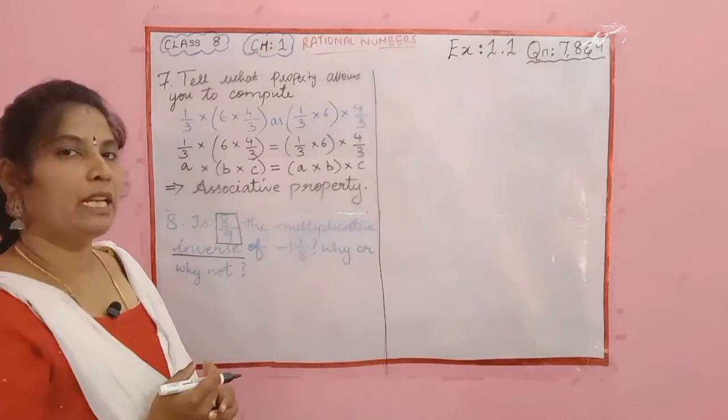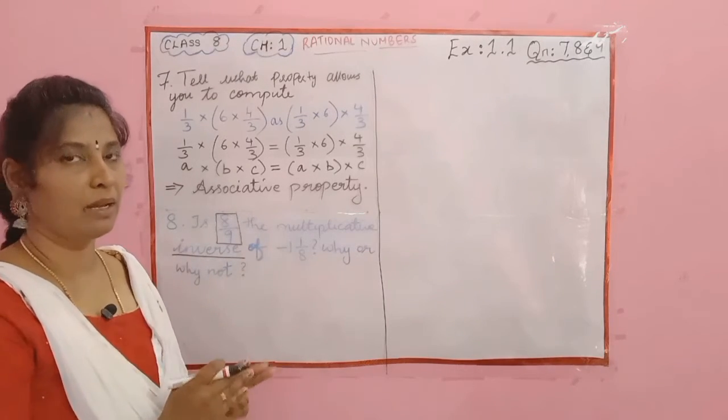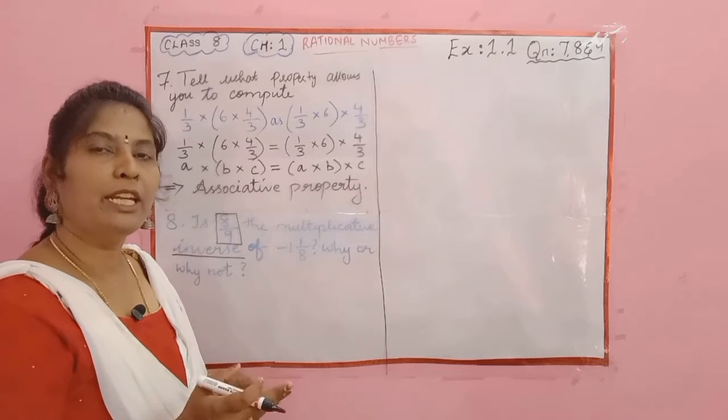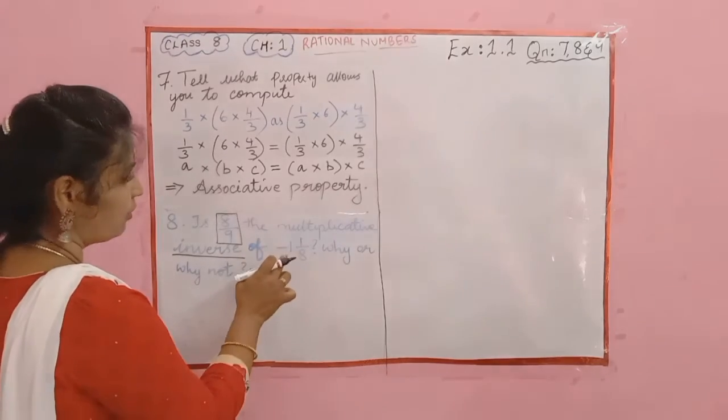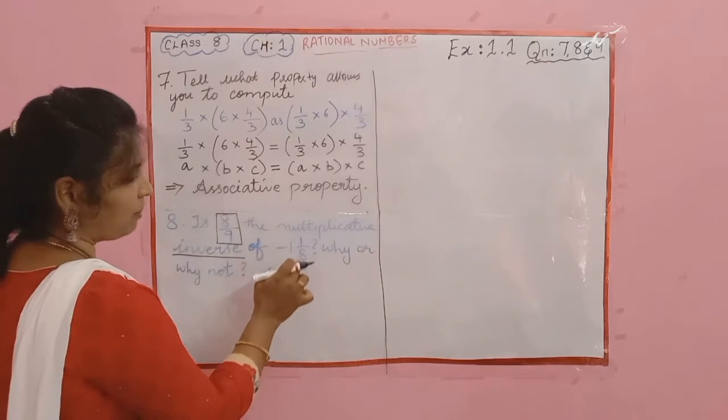Okay, what is the property of the multiplicative inverse? A number multiplied by its multiplicative inverse, the product should be 1. Of minus 1 1 by 8.